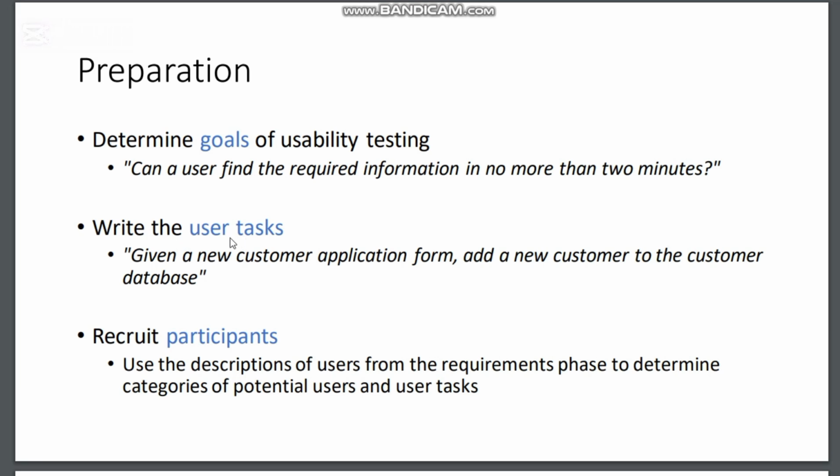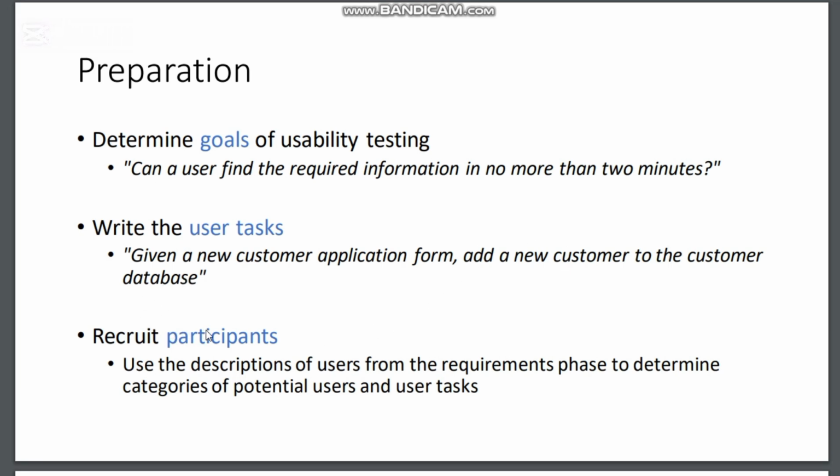Then write the user task. Given a new customer application form and a new customer, go to the customer database and add a new customer. So these are the user tasks that will be done by the user. If we want to add a new customer, we have to make an application form as well. And if the user has filled this application form, then the product must also add the new customer to the database.